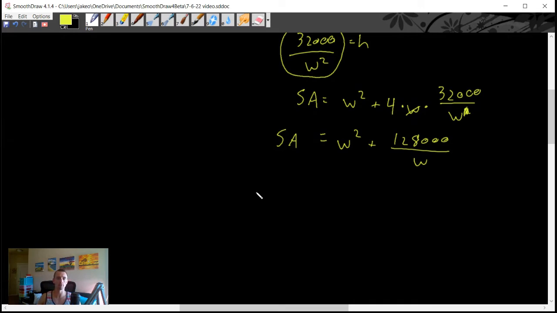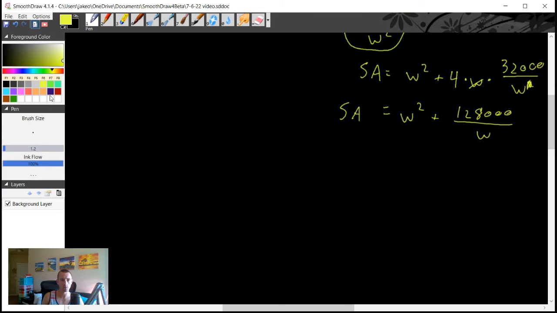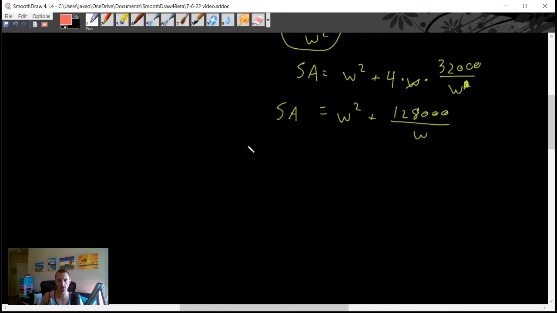And now look what we have. We have an equation for our surface area, which is the thing that we're trying to minimize, and we have it just in terms of w. It's a single variable equation at this point. So now we can move on to finding the actual absolute minimum of this equation. To find the absolute minimum of an equation, first we need to find its derivative. So we're going to find the derivative. We'll call it SA prime.